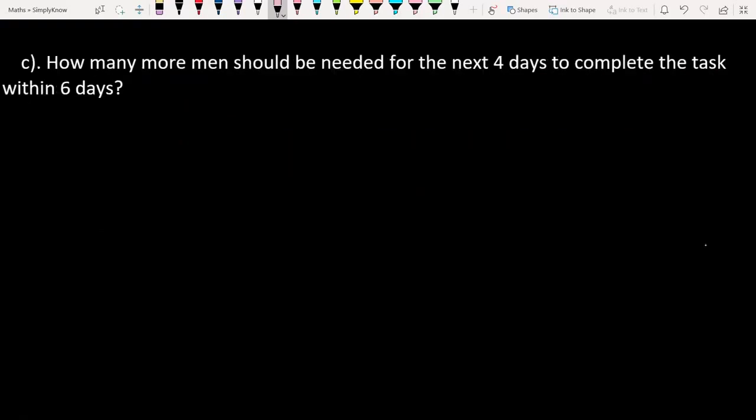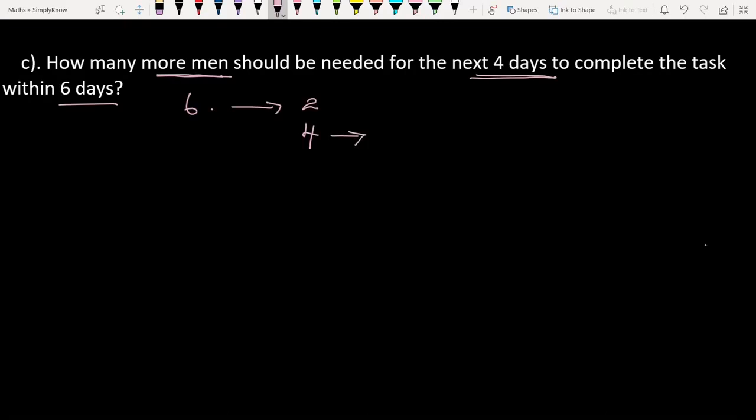Part C, how many more men are needed for the next 4 days to complete the task within 6 days? This means if they need to complete the task within 6 days, how many more men should they employ for the next 4 days? We know that already they have worked for 2 days and the remaining days will be 4 days. So for the next 4 days, how many men are required?